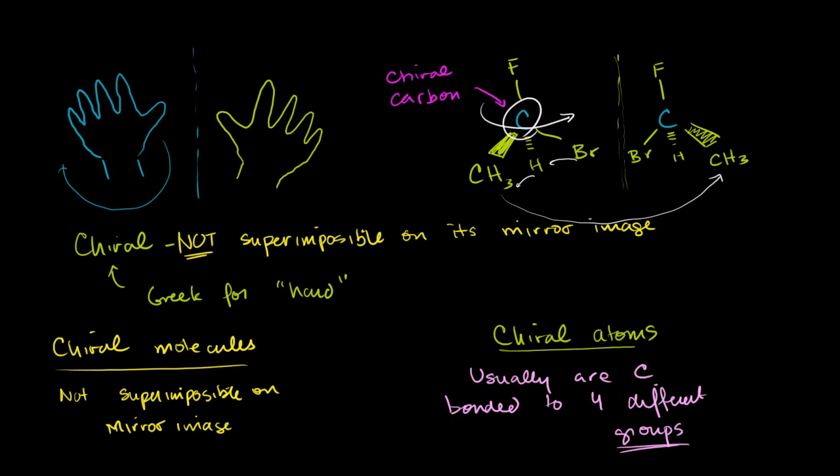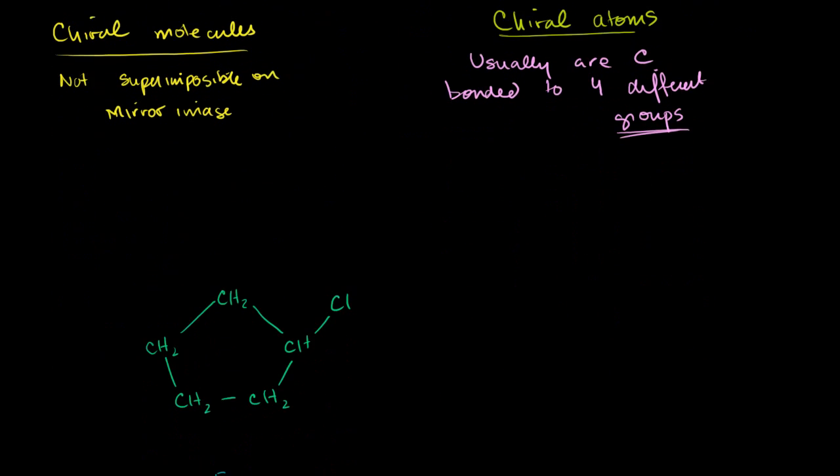In the last video, we learned a little bit about what a chiral molecule or a chiral carbon or a chiral atom is. What I want to do in this video is go through a bunch of examples and see if we can identify if there are any chiral atoms, and also see if we're dealing with a chiral molecule. So let's look at our examples here.